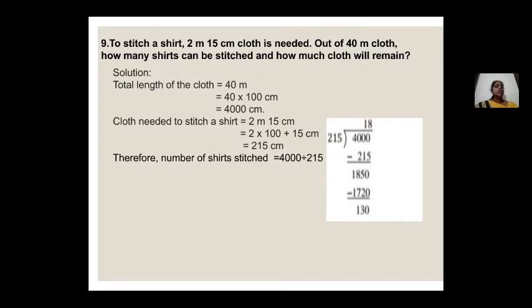Therefore, to find how many shirts you can stitch from 4000 centimeter of cloth, 4000 divided by 215. 215 is the cloth for one shirt, and the total cloth is 4000. If you divide by 215, 215 ones are 215. 215 eights are 1720. The remainder is 130. Therefore, the number of shirts stitched is the quotient, 18. So 18 shirts are stitched from that 40 meter cloth, and the remaining cloth is 130 centimeter.